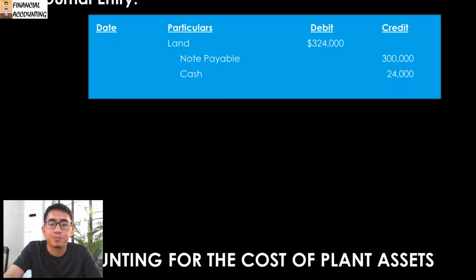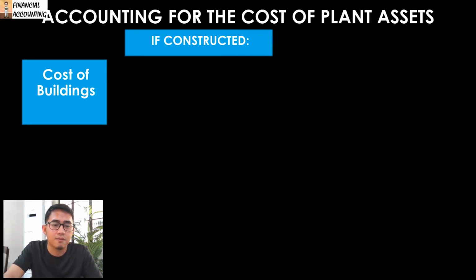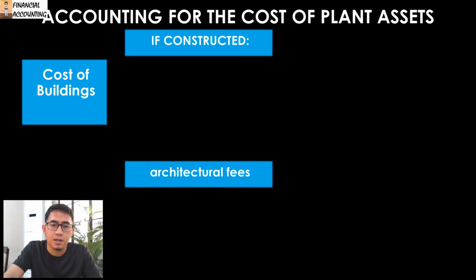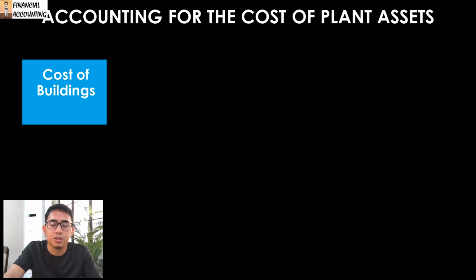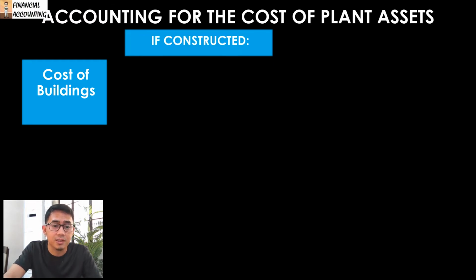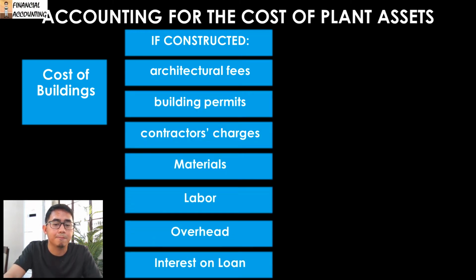Okay, so next. Accounting for the cost of plant assets. If you had your building, actually there are two ways to acquire a building. You can construct it. If it is constructed, these are the items that should be capitalized as cost of the building. I will not explain them one by one, but those are the items that should be capitalized as cost of the building.